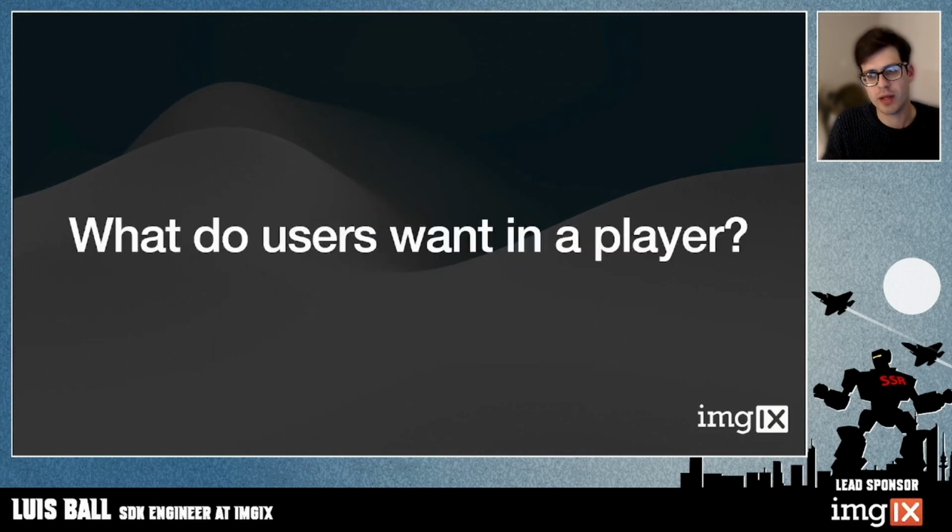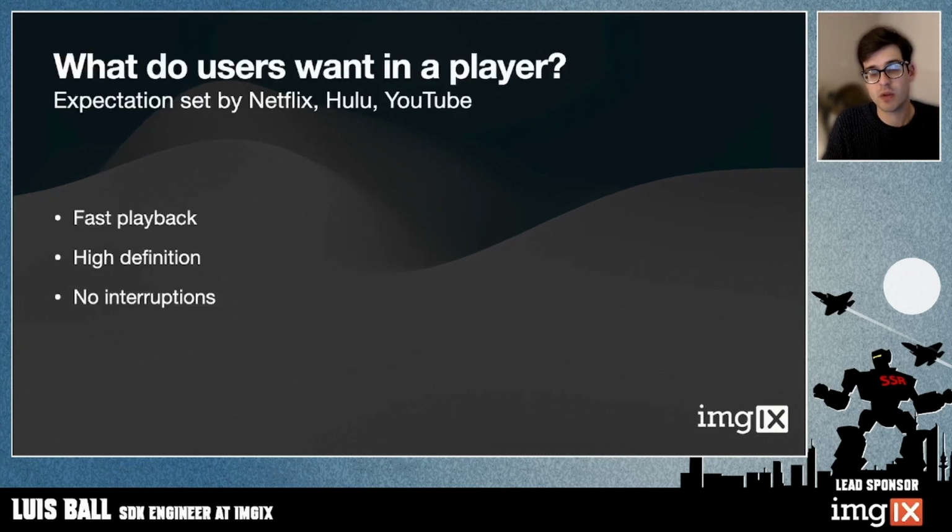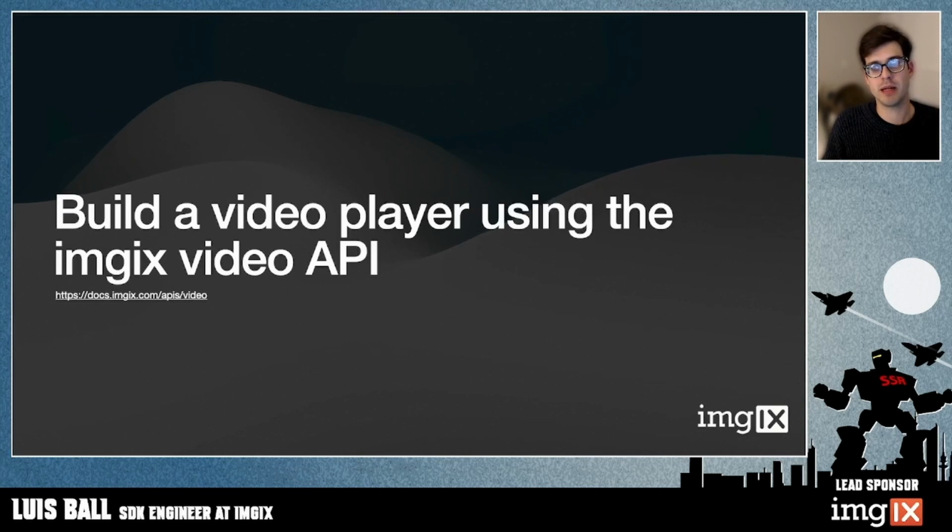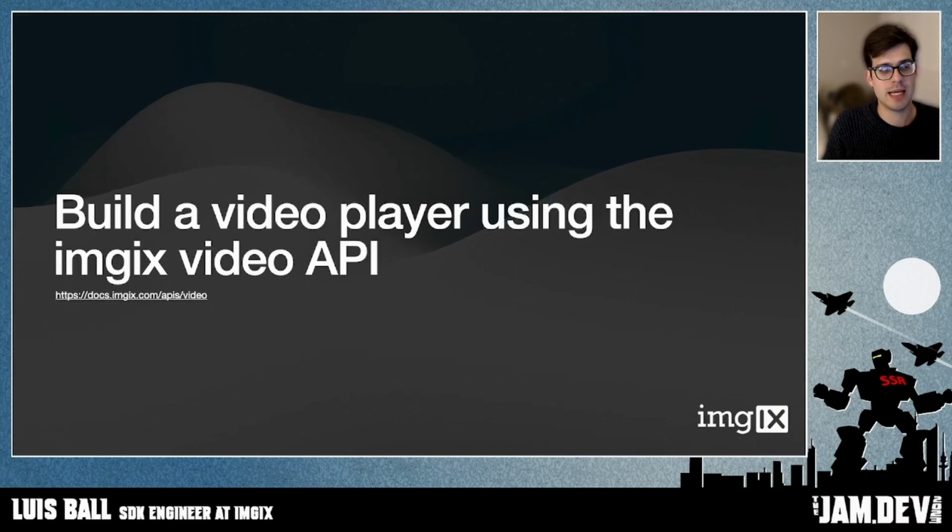But what do users want in a player? Well, they have high expectations set by people like Netflix, Hulu, and YouTube. They expect fast playback, high definition, no interruptions. So let's build a modern player using the imgix video API.